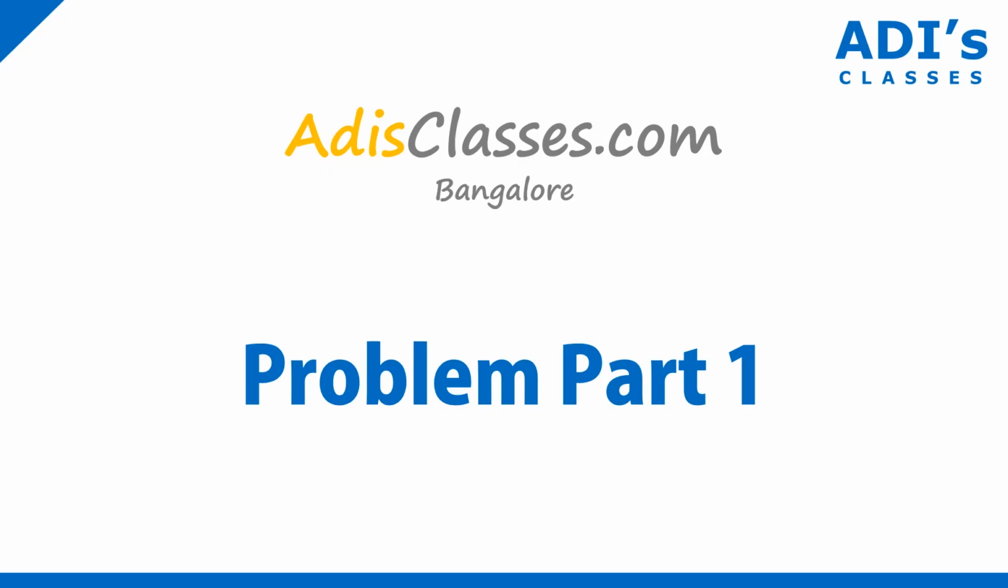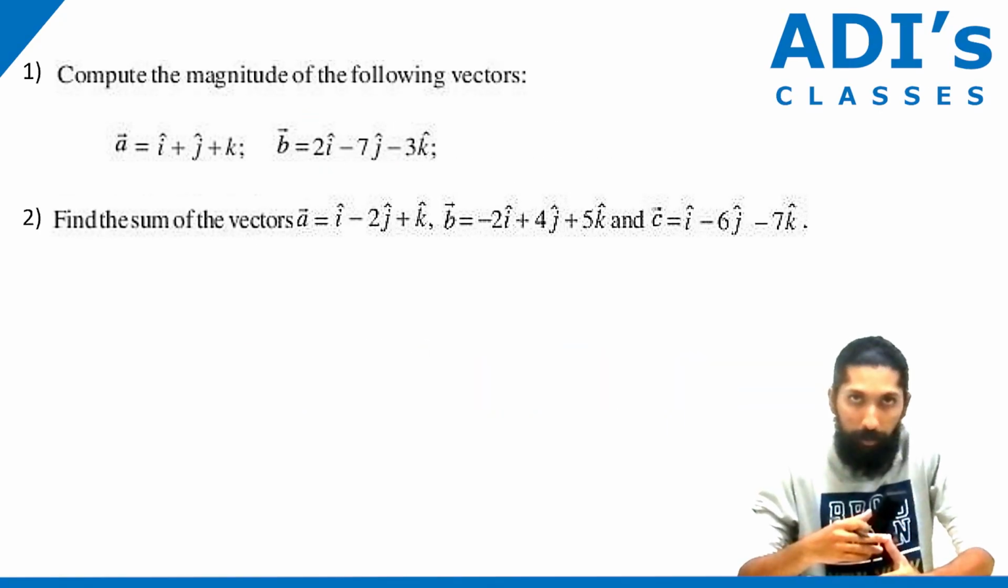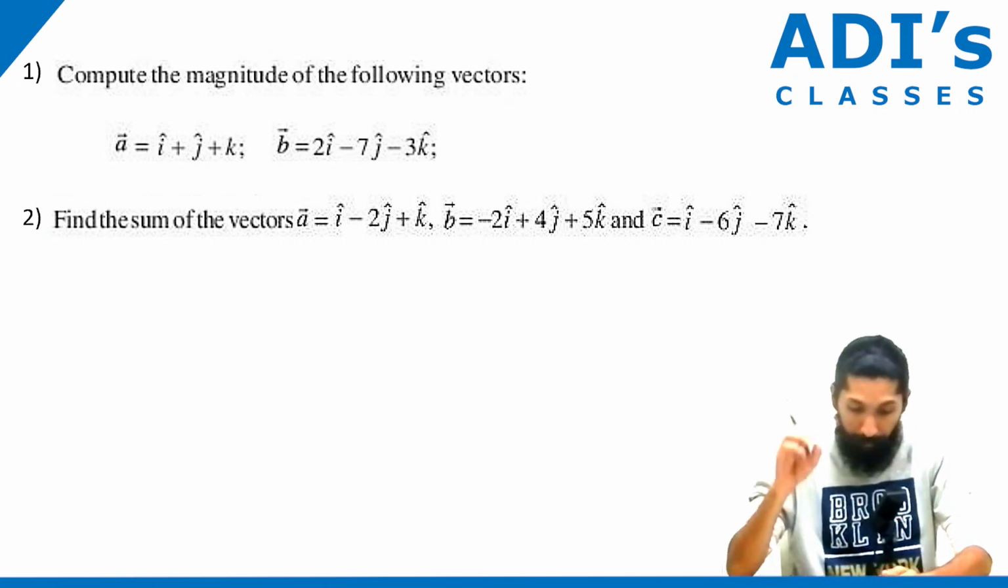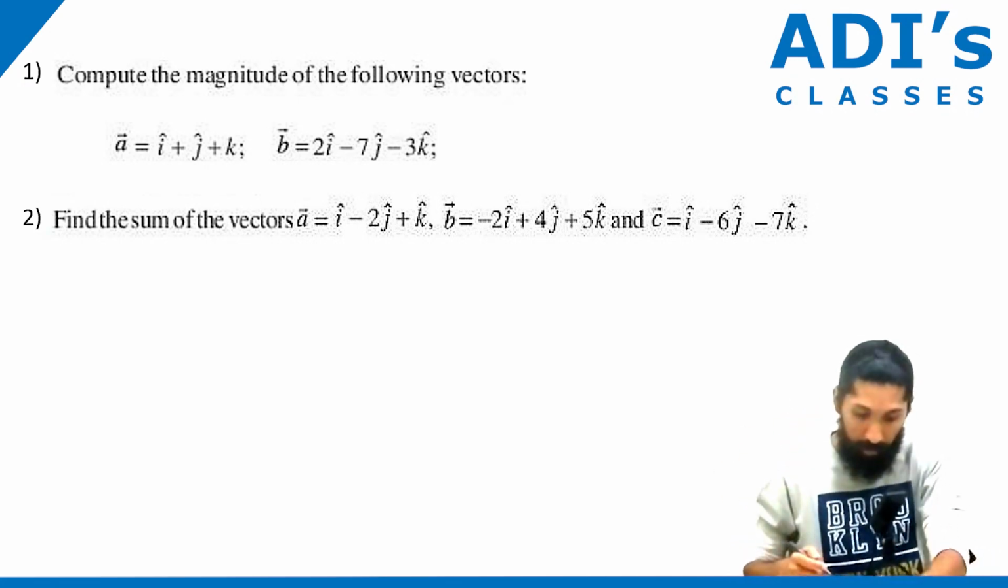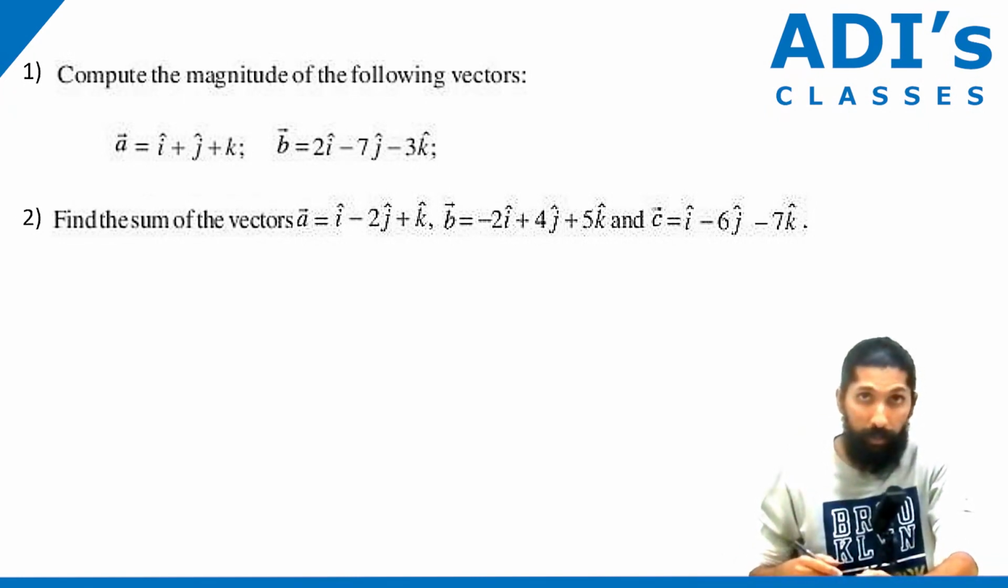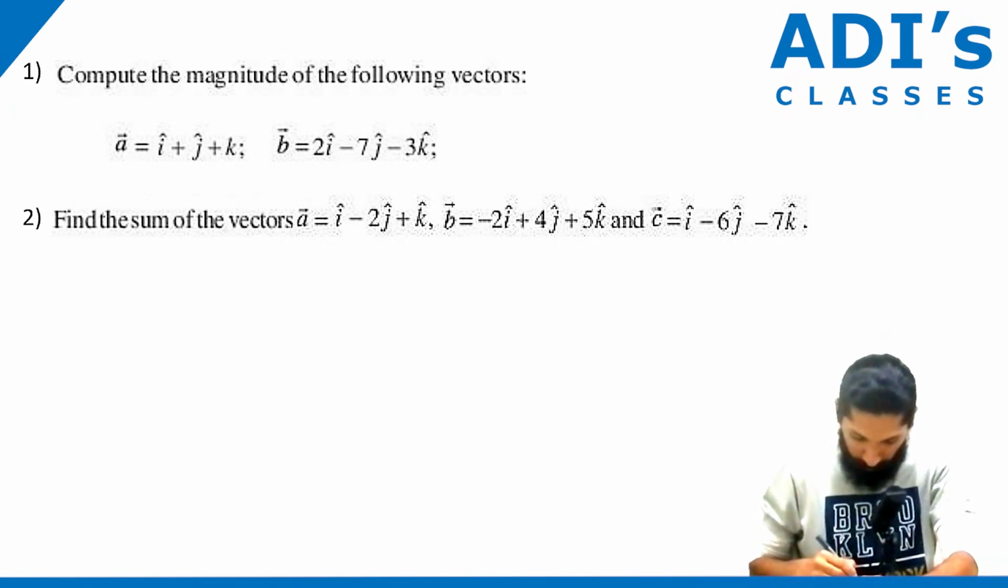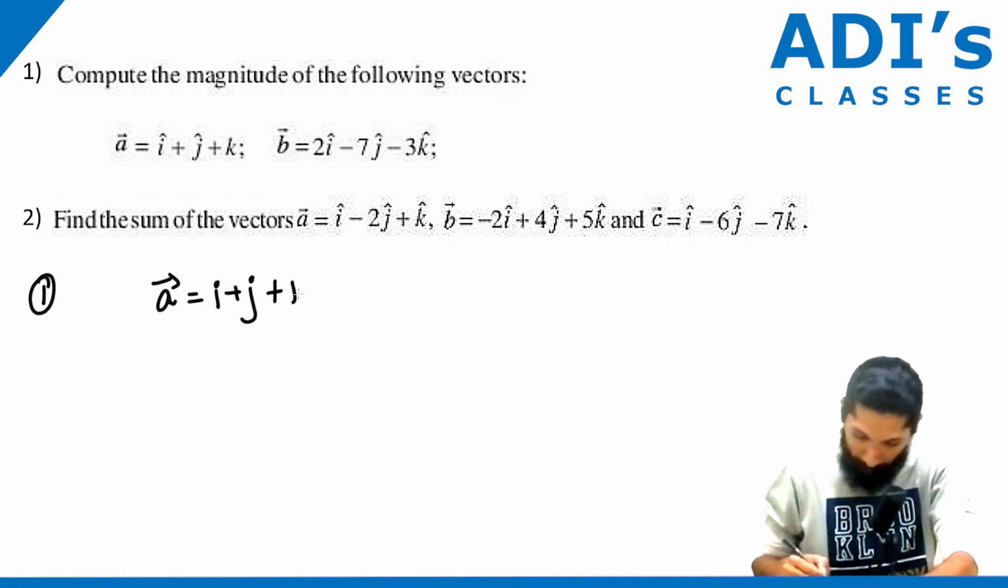Let's solve a few problems based on the concepts we have learned. Look at the first one. Compute the magnitude of the following vectors. There are two of them. See, vector A is i plus j plus k, right? So what we'll do, see the first one, in that vector A is i plus j plus k.